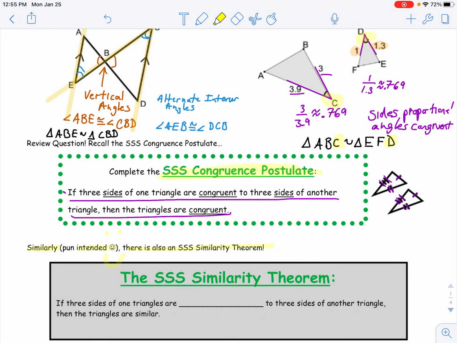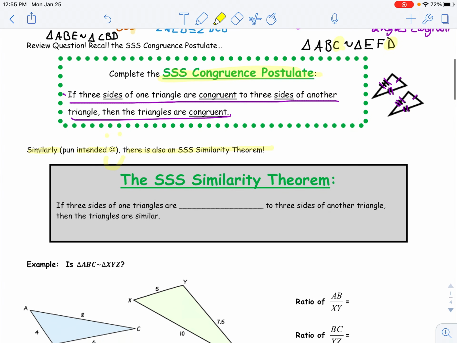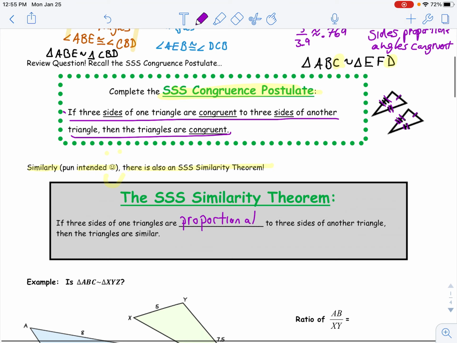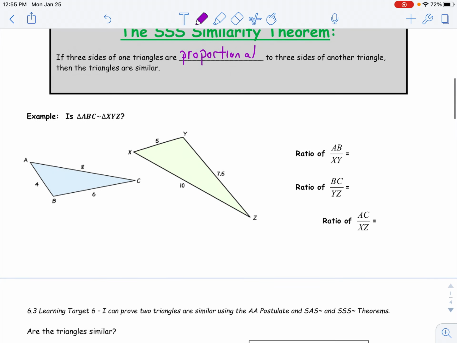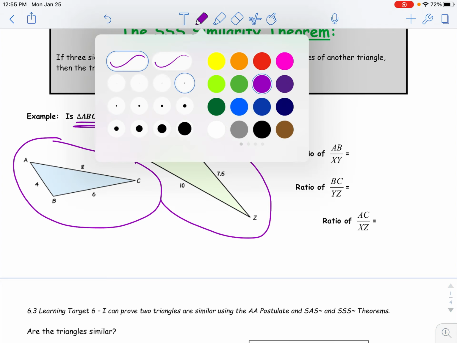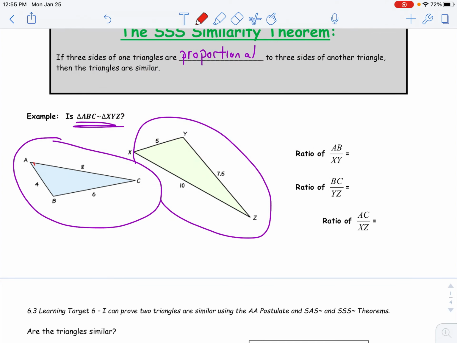Similarly, there is also an SSS similarity theorem. If three sides of one triangle are proportional, remember, sides are proportional, I said that a bunch already, to three sides of another triangle, then the triangles are similar. Now, what does this mean? What does this look like? Well, we got these two triangles, this triangle chilling over here and this triangle chilling over here. We've got the similarity statement. Let's match up the corresponding sides, divide them, and see if they are in fact proportional.